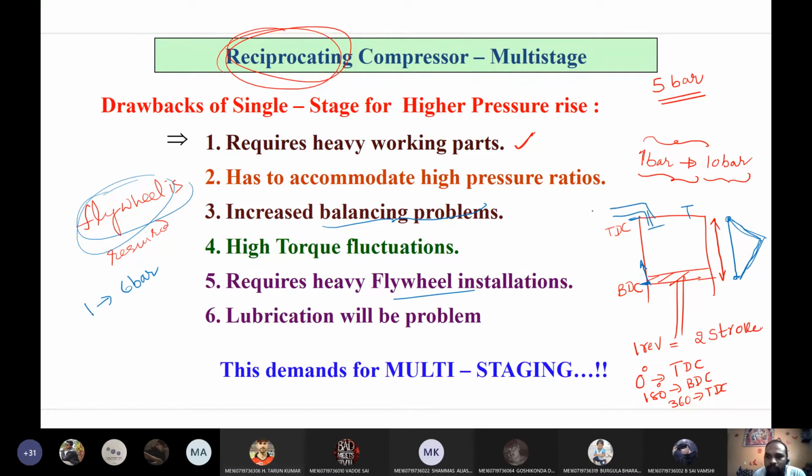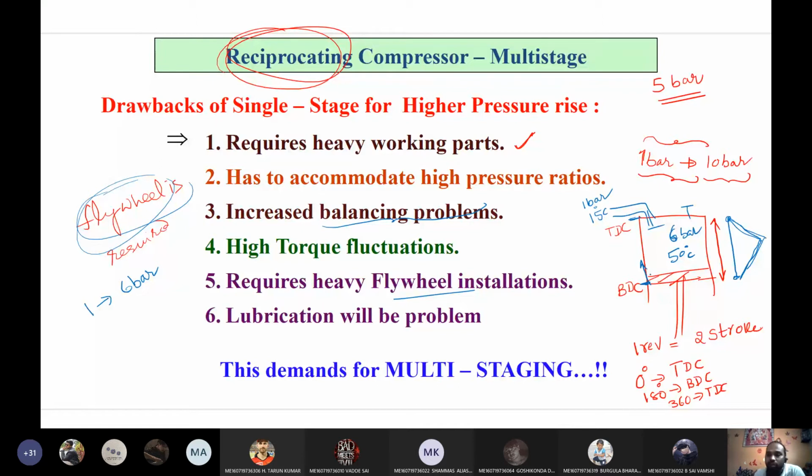Air comes in at 1 bar and 15 degrees centigrade. Now, due to the compression, the pressure will be increased. Let us say the pressure is increased to 6 bar and the temperature may reach 50 degrees centigrade.